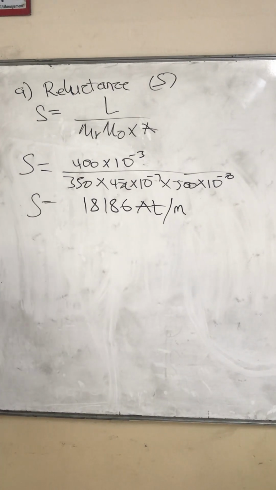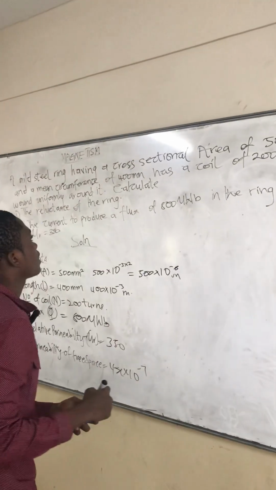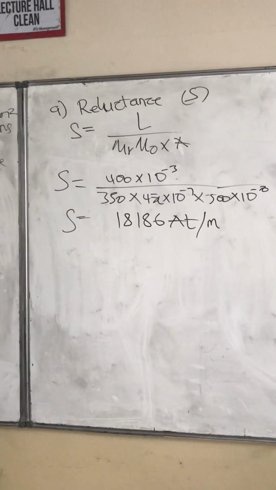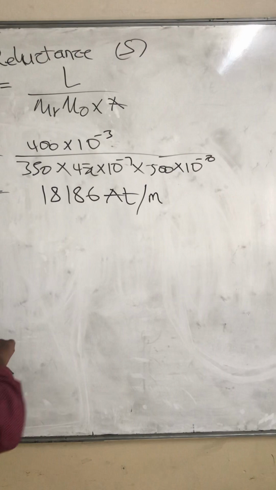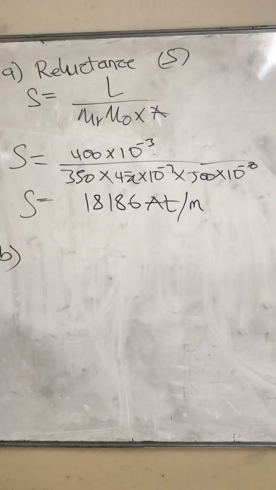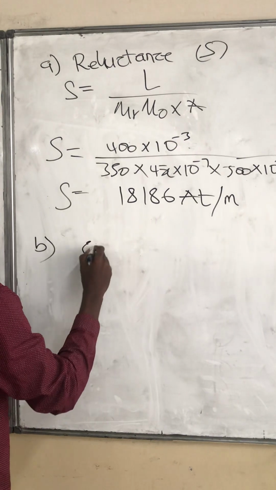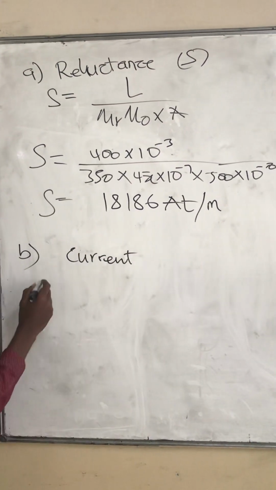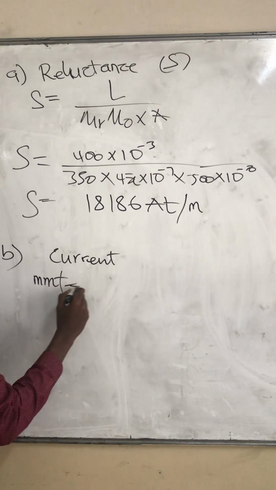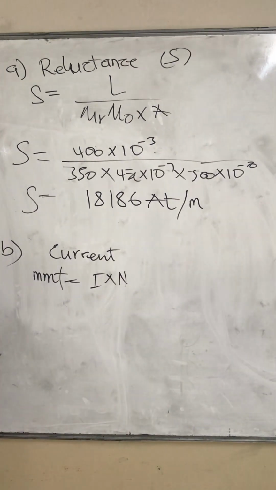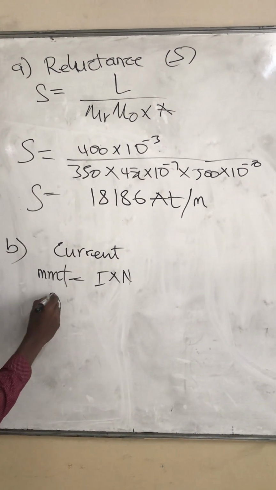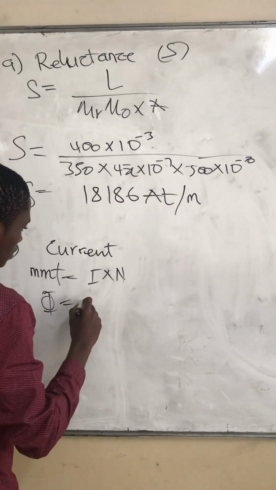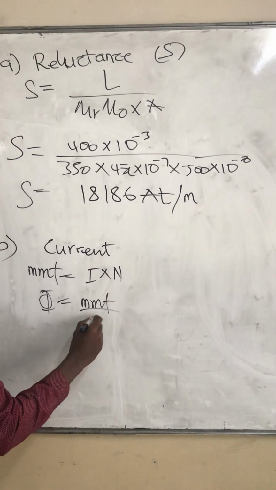So now let's move on to find the other question, which is the current produced a flux of 800 microweber in the ring. Take relative permeability to be 350. So the second question, current. We have a formula that magnetomotive force equals to current times number of turns. And we have a formula that flux equals to magnetomotive force all over the reluctance.